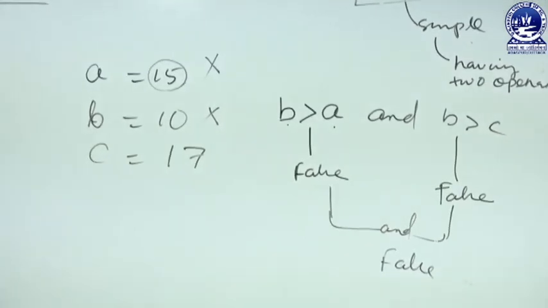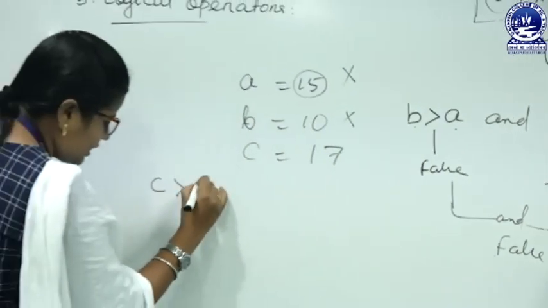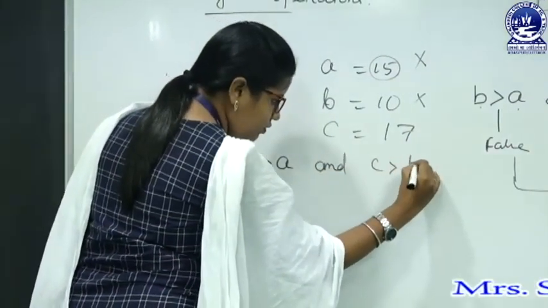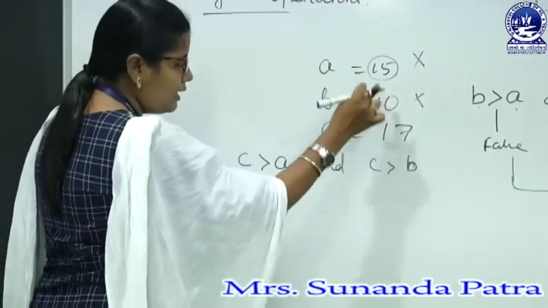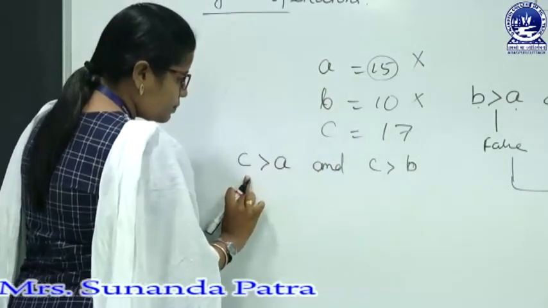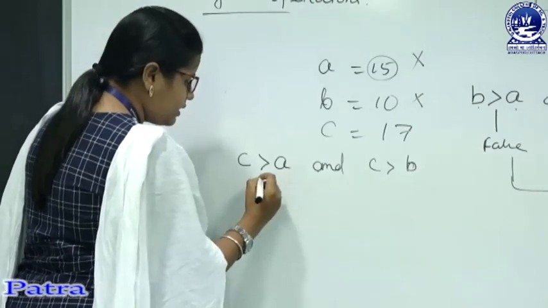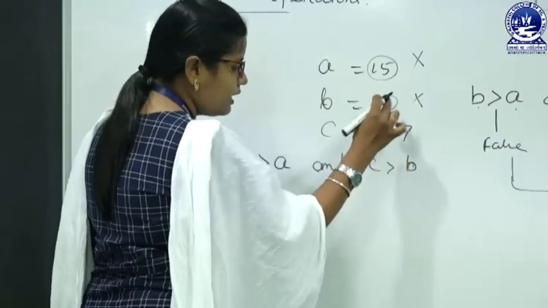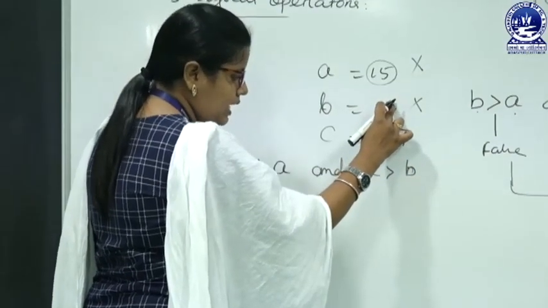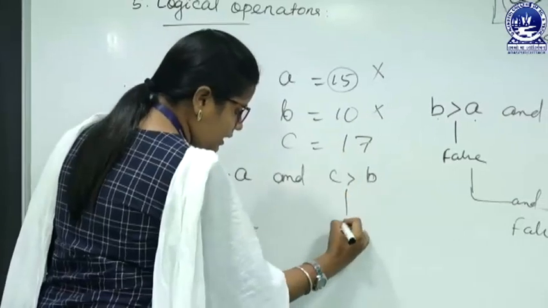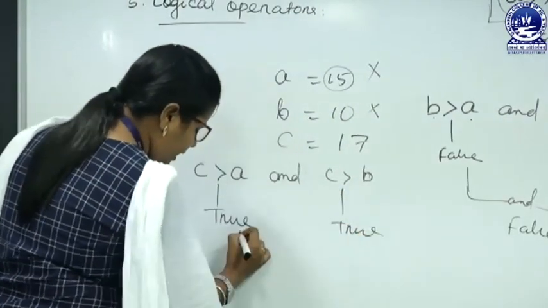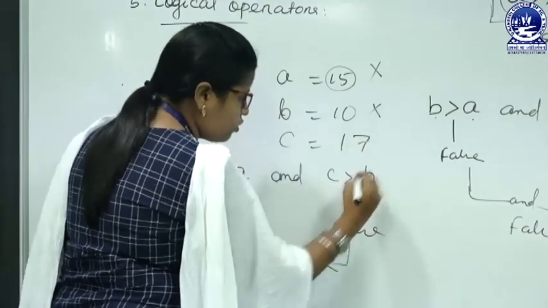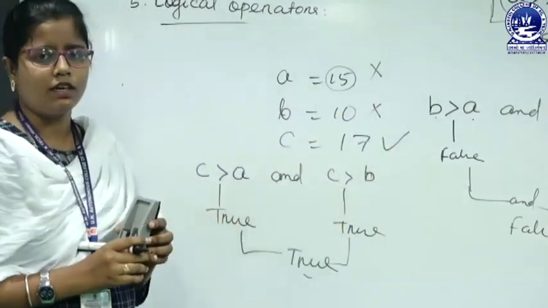Next, come to C. If C is greater than A and C is greater than B. C is 17, A is 15. So 17 is greater than 15, it gives me true. C is greater than B, 17 is greater than 10, that is also true. Then by logical ANDing, true and true, I will get the result as true. So, C is the greatest number.